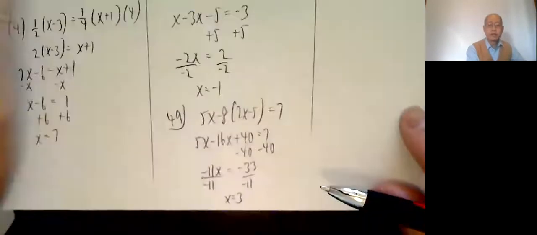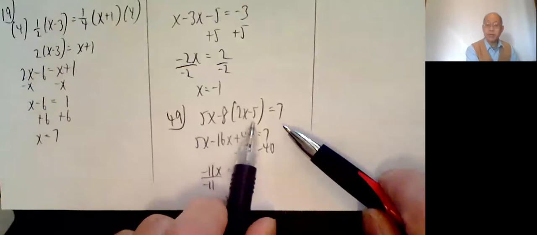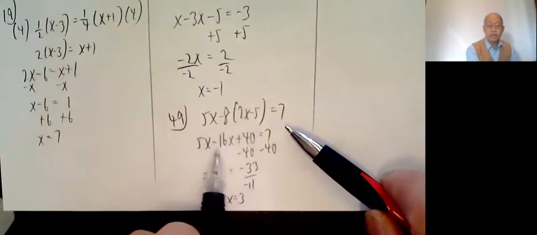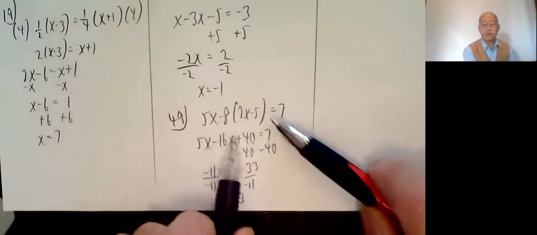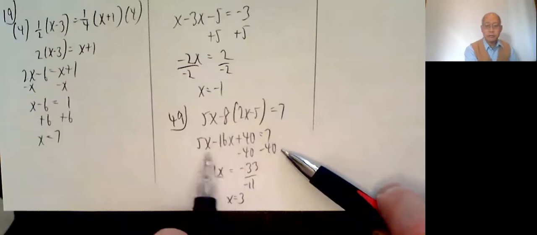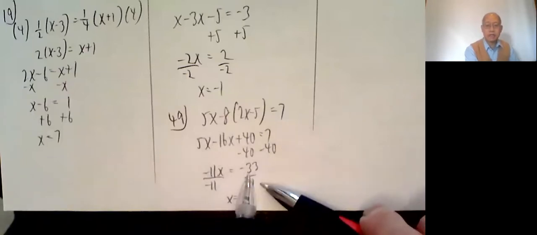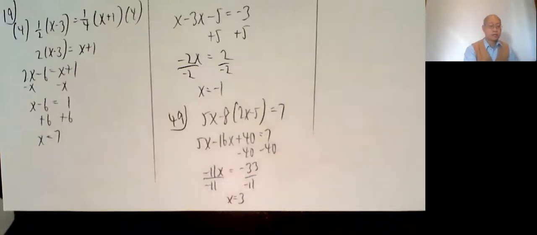49, distributive law. 5x minus 8 times 2x minus 5 equals 7. Distribute: 5x minus 16x plus 40. It's a negative 8 times a negative 5, so plus 40. So get rid of the 40, subtract 40. 5x minus 16x is negative 11x equals 7 minus 40, which is negative 33. Divide by negative 11, x is equal to 3.